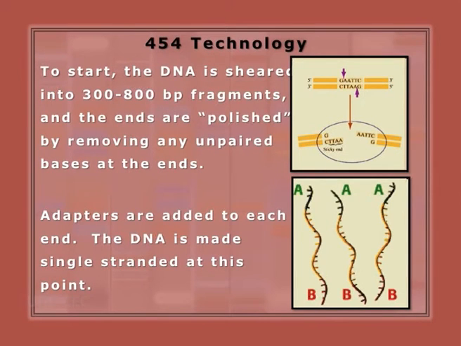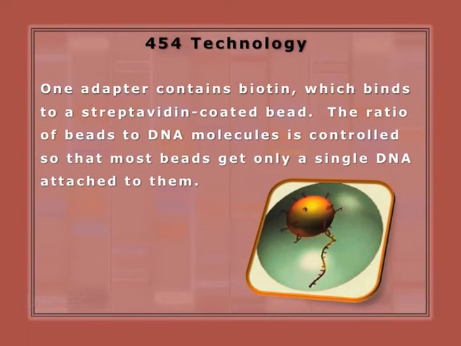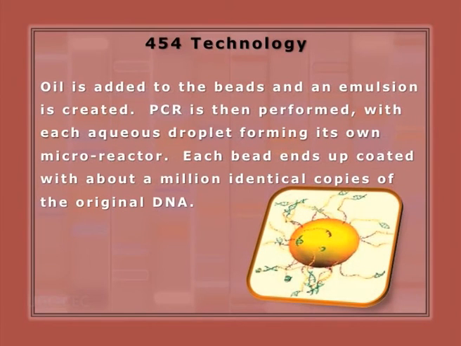What is done in 454 technology? The DNA is sheared into 300 to 800 base pair fragments, its ends are polished and it is made blunt-ended. After that, adapters are added to each of the ends. The DNA is made single-stranded. One adapter contains biotin, which binds to the streptavidin-coated beads, as you can see here. The ratio of the beads to the DNA molecules is controlled so that most beads get only one single DNA attached to it. Then oil is added to the beads to make an emulsion, and PCR is done to make many copies of one type of DNA.